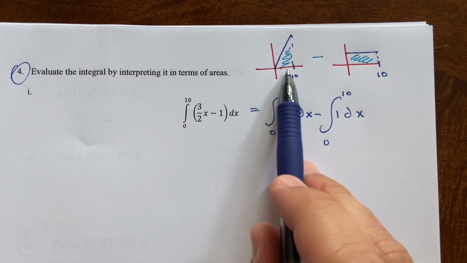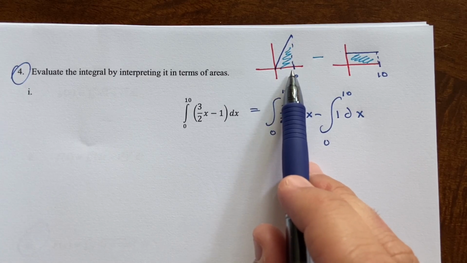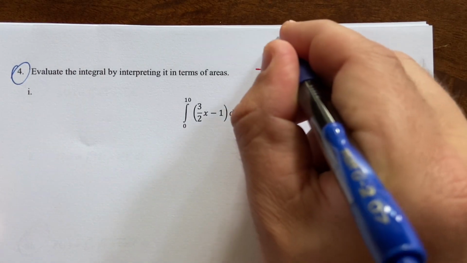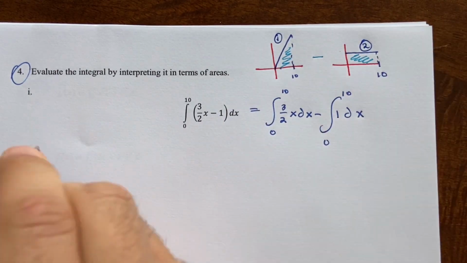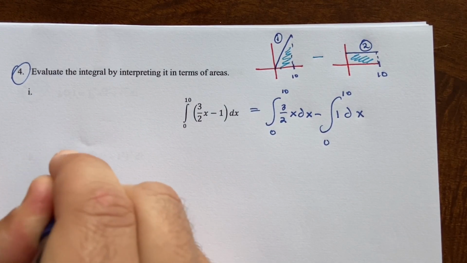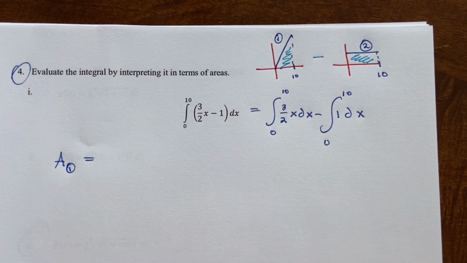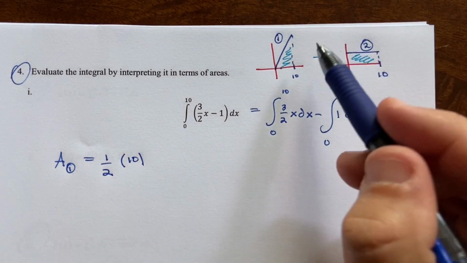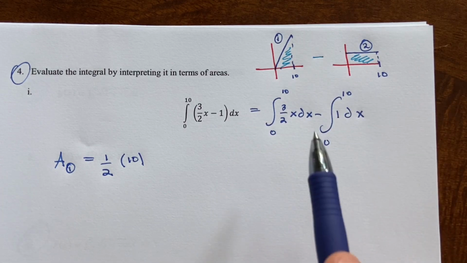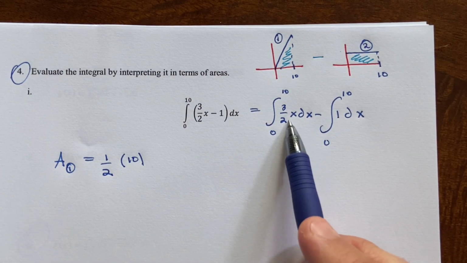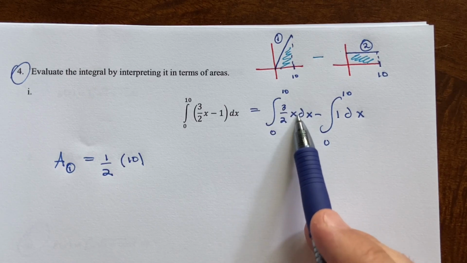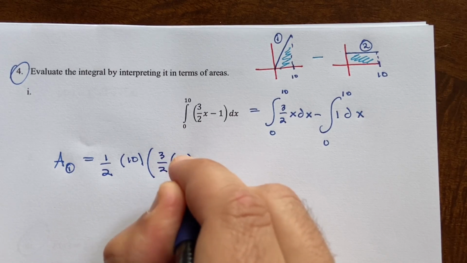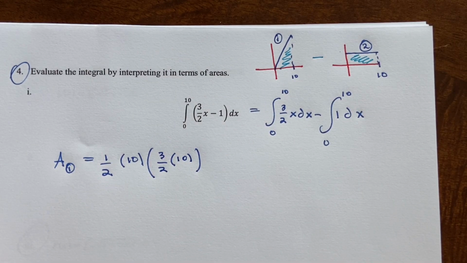So if I look at this one, we'd have a triangle with base 10. So maybe I'll bring this over here now. So I'll call this area 1 and area 2. So area 1 would be a triangle. So we have 1/2 the base, which is 10, times the height, which would be 10 evaluated within this function, right? So the height would be 3/2 times 10. Okay?